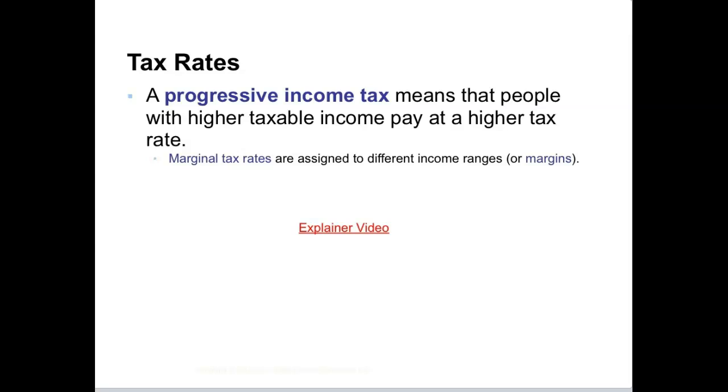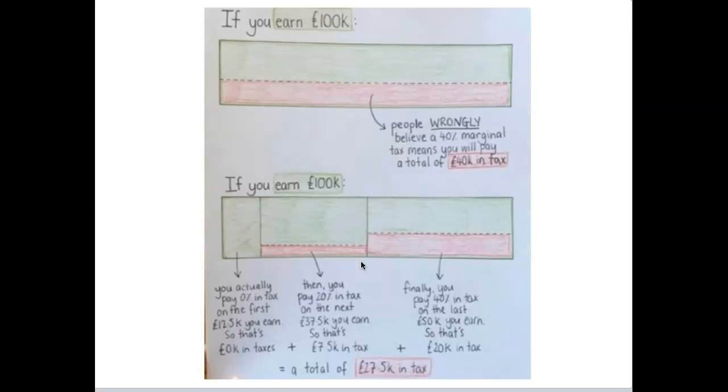All right, so what we have is called a progressive income tax, and it just means that people with a higher taxable income pay at a higher tax rate. I have this kind of chart that I thought was a good visual of a progressive income tax because people really struggle with this idea.